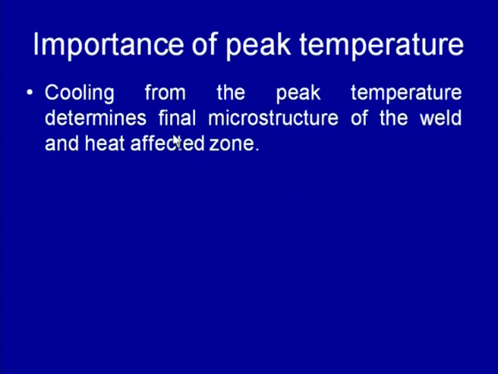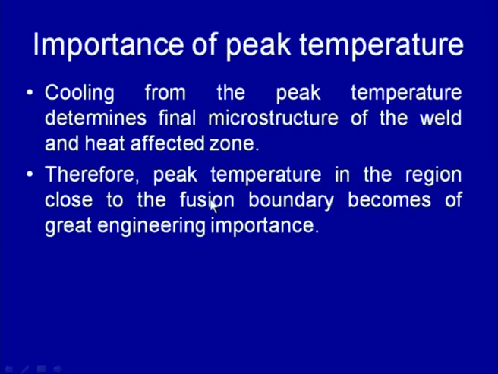Here we can see that the cooling from the peak temperature determines the final microstructure of the weld and the heat affected zone. We know that the higher peak temperature results in a coarser grain structure, and coarser grain structure in the weld and in the heat affected zone first leads to a coarser end structure, and it further increases the martensitic transformation, especially in case of the hardenable steels. Therefore, the peak temperature in the region close to the fusion boundary becomes of great importance.